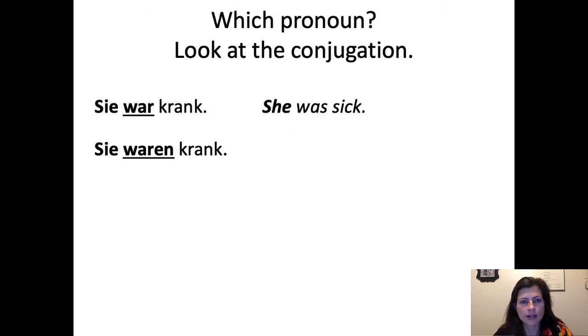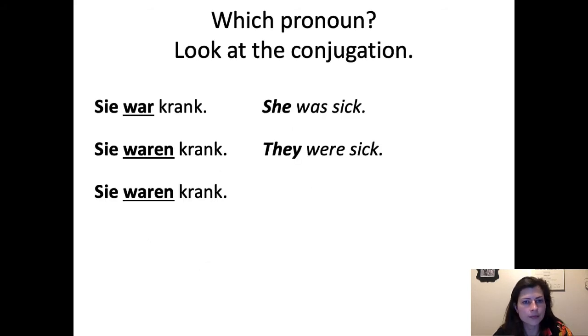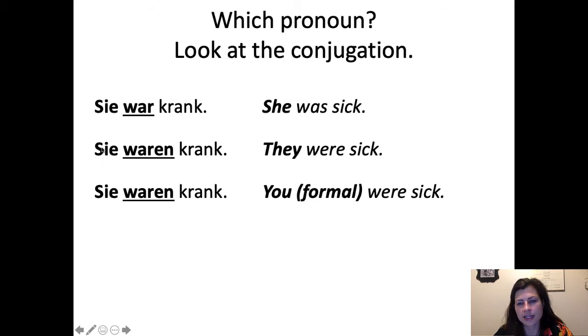Sie war krank. But if we had Sie waren, it could be either they were sick or you formal were sick, just because it happens to be the first word of the sentence, so it happens to be capitalized. But if it weren't the first word of the sentence, then it would be obvious which one it was, either the you formal or they.